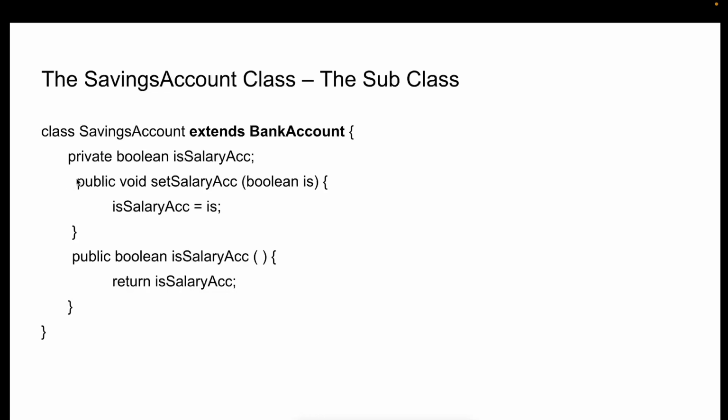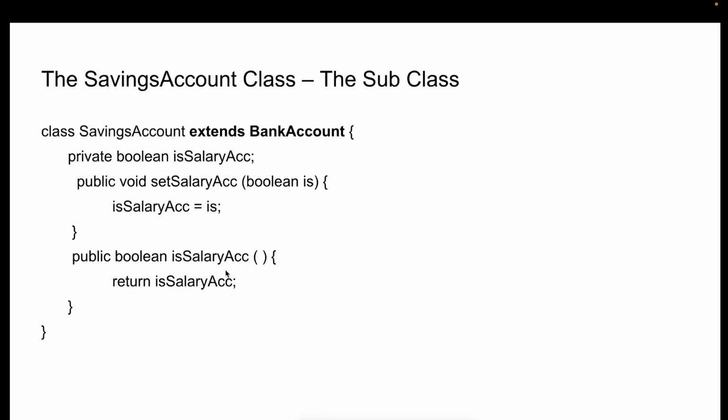So this class has its own methods as well: public void set salary, and then we have is salary account. If it is a salary account we will provide the value as true, and if it is not a salary account we will provide the value as false. Then public boolean is salary account is basically returning the value, again the same thing, returning is salary account. And what type of data is this? This is boolean data. It will always return a value of true or false.